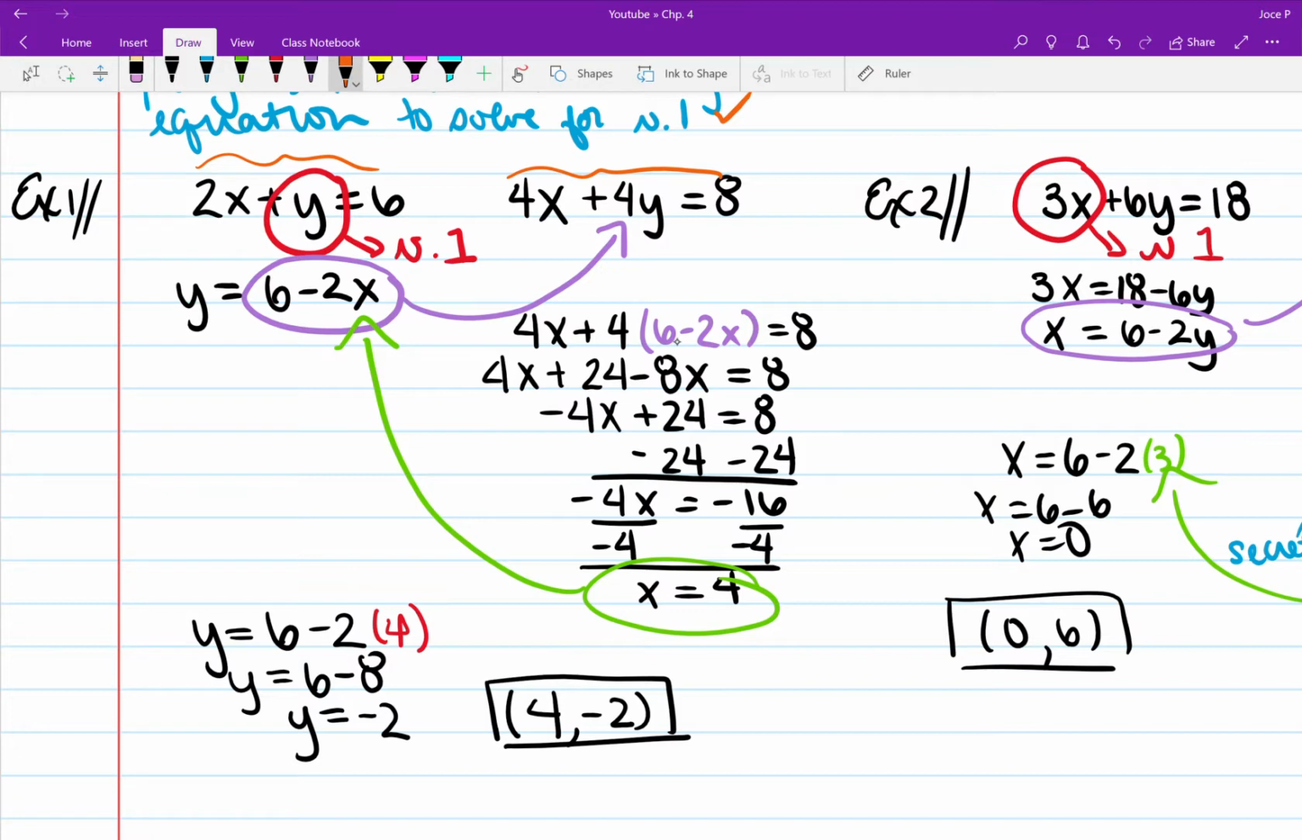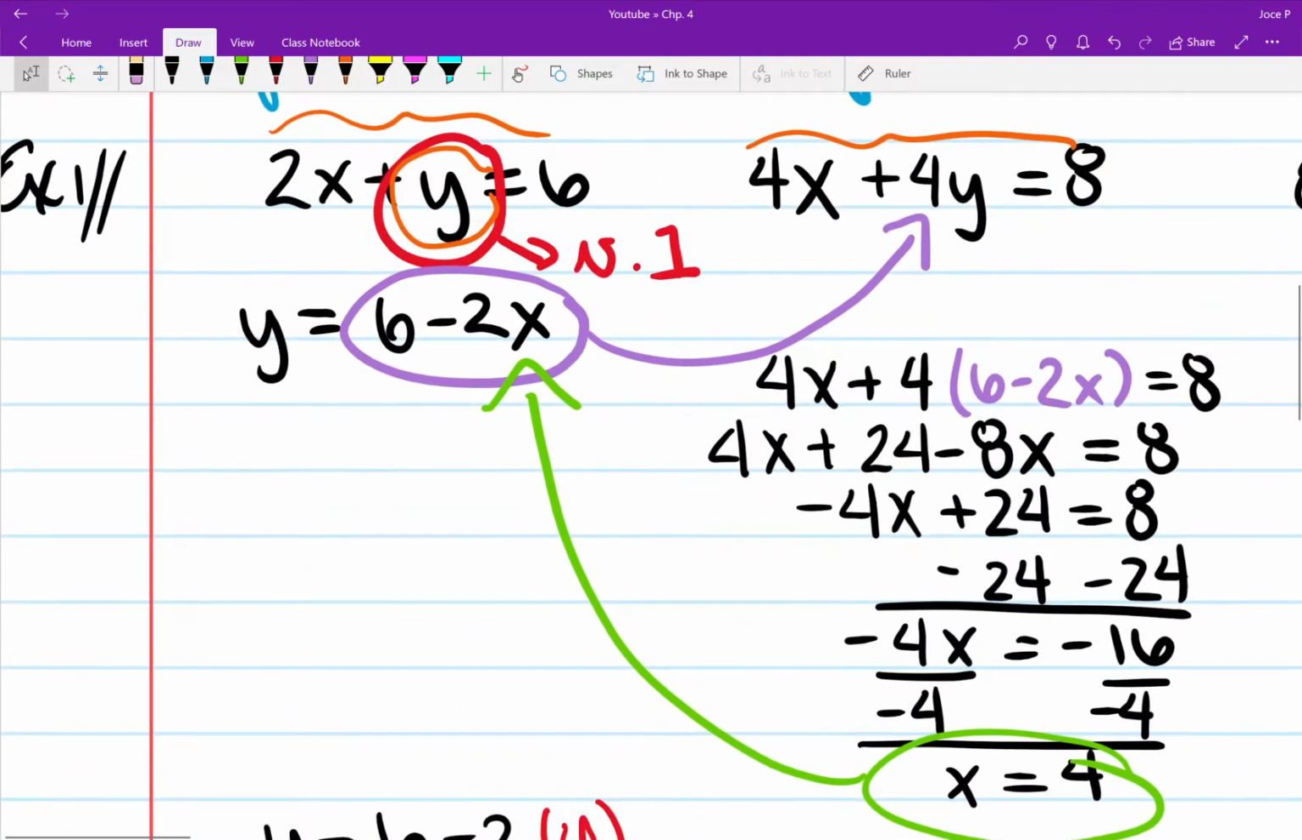Here, I chose this variable, this y right here, because it's going to be easier to solve for that. It has no coefficient. We don't have to worry about dividing. We just need to move some things on each side. So we isolated this y, which is v1, and we got y to be equivalent to 6 minus 2x.